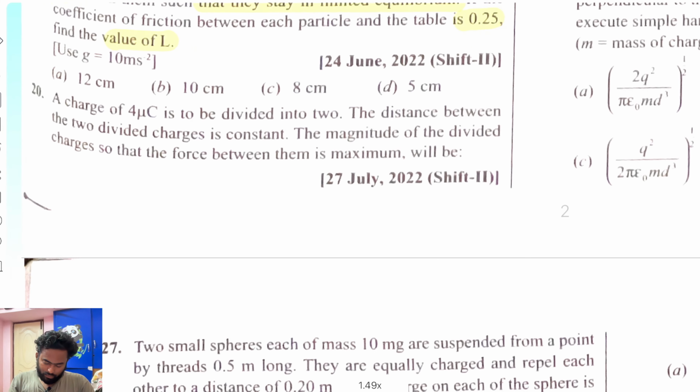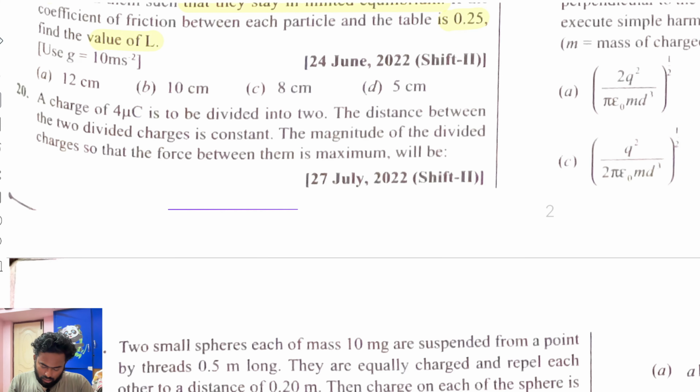Okay. So the charges are there, Q and Q, at L distance. We have the electrostatic force here, and here mu into normal, the friction force. Equilibrium means both forces should be equal. So electrostatic force k Q square by L square will be equal to mu into normal, that is mu mg. So what is the value of L square?